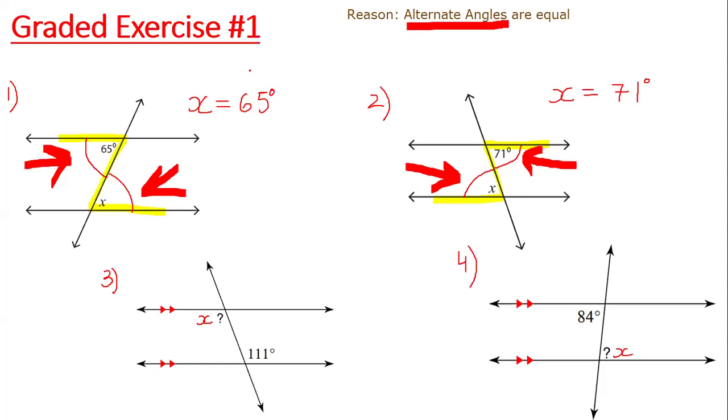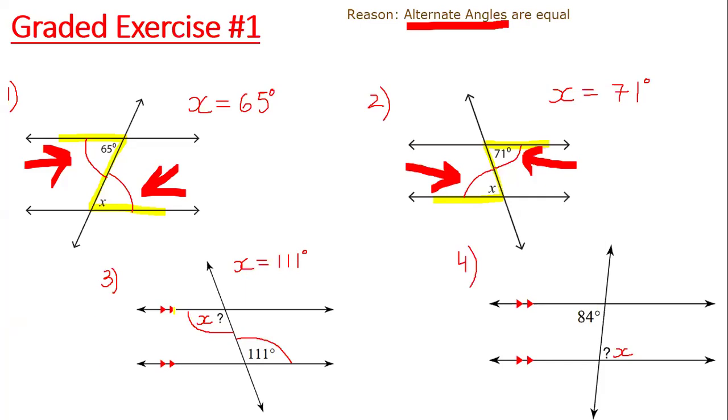So the answer here is going to be what? All of you said the same thing. It's going to be 111 degrees. And what's the reason? Anyone remember the reason? Alternate angles are equal. So that means that X in this case is equal to 111 degrees.